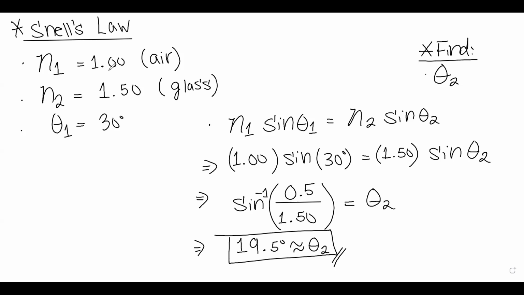Notice how when you go from a material of a small index of refraction to a higher index of refraction, your angle decreases. So the light bends closer toward the axis, the vertical axis. You'll see what I mean in just a moment.